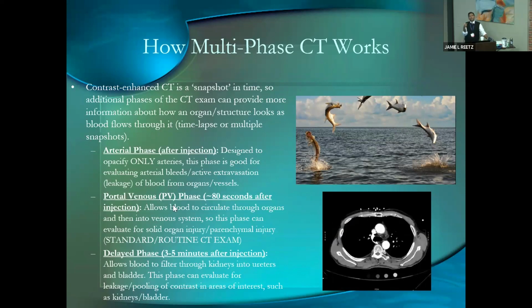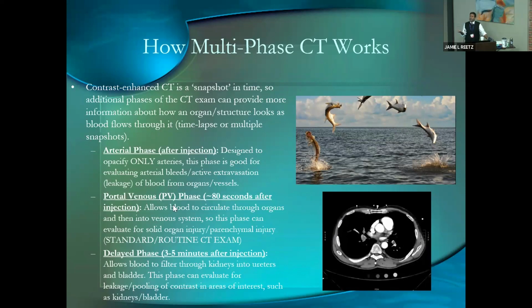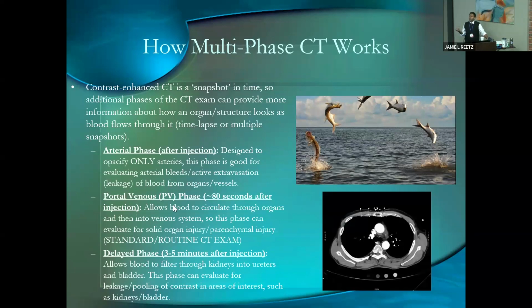Now the contrast has had time to go into the arteries, the veins, and the solid organs, and that is your routine venous phase. That's your standard CT phase. Now, let's say you wait 5 minutes until the kidneys have sucked up all the contrast. Then you say, 5 minutes after an injection, take some pictures. All your contrast is going to be in your kidneys and your ureters. So if you're looking for ureteral injury, bladder injury, or renal injury, you're going to be ordering a delayed phase.